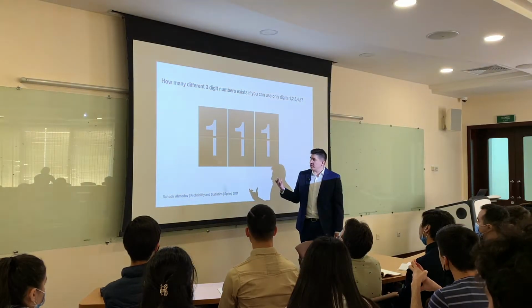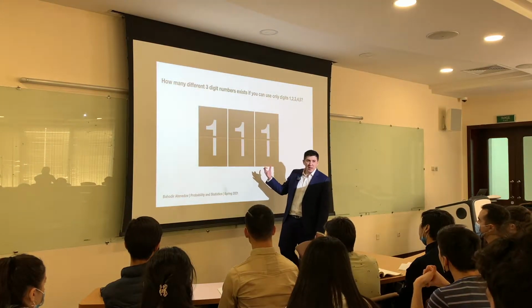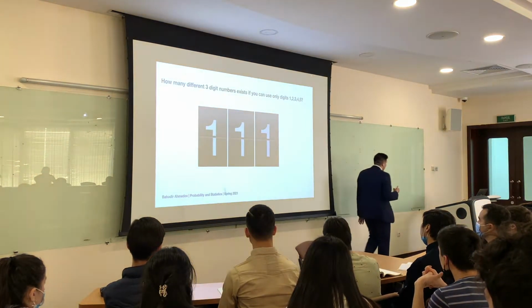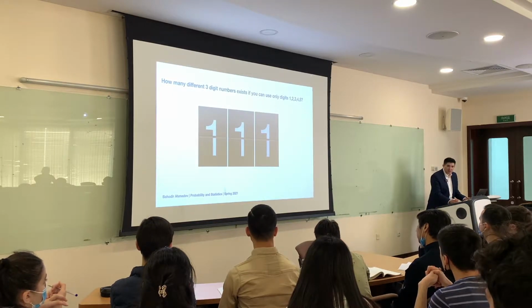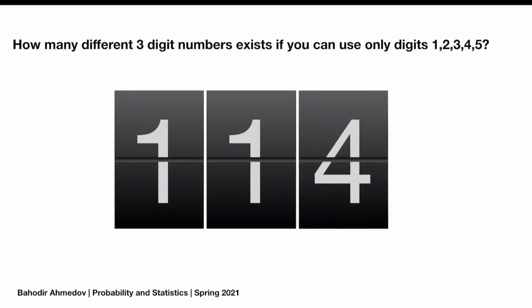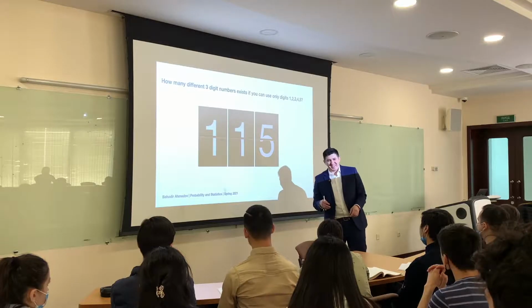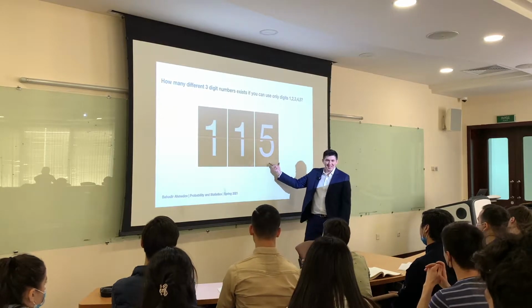Now I would like to fix the first position and the second position, and play with the last position. How many different ways can I create for the last position? 5, right? 1, 2, 3, 4, 5. By the way, you can also talk, your voice is also recorded. Okay, so 5 different options for the last digit.